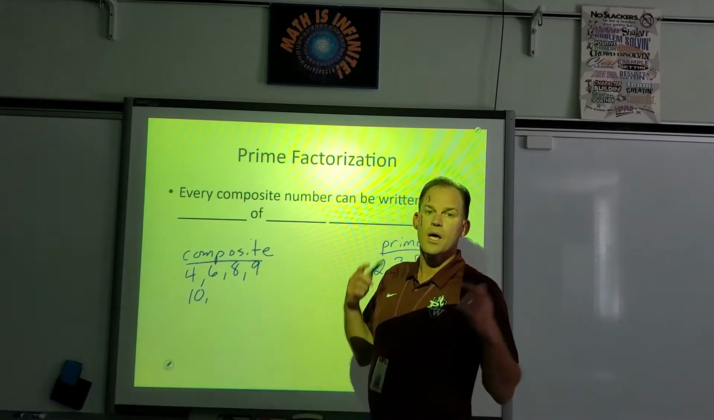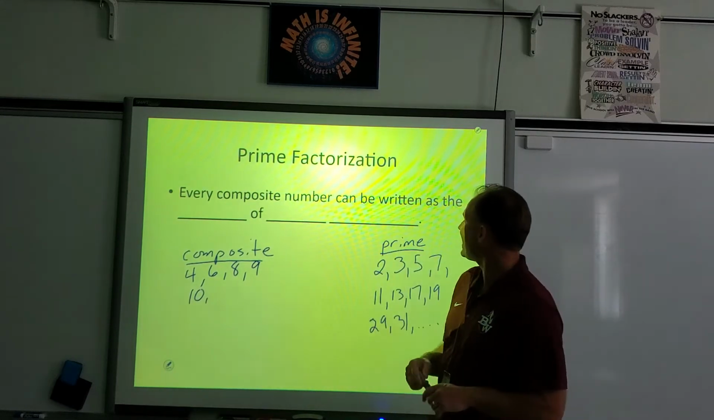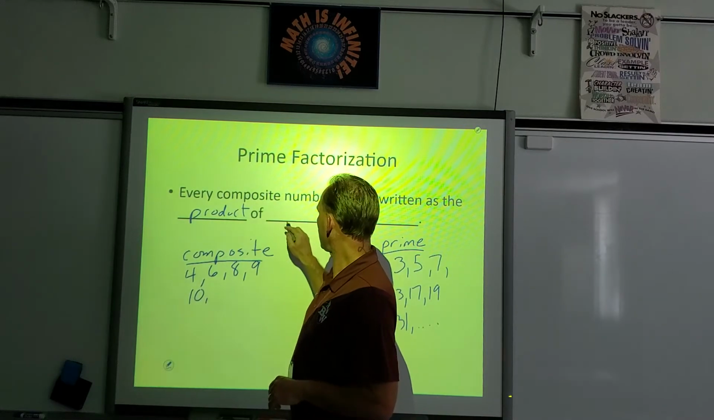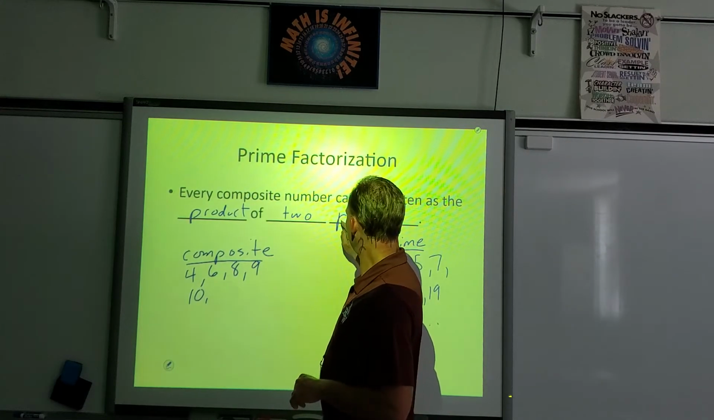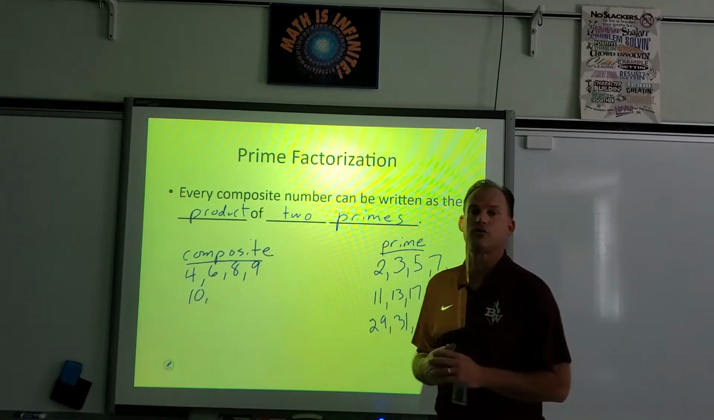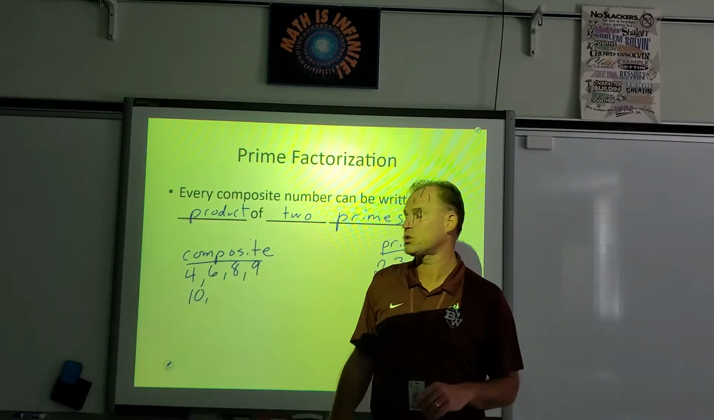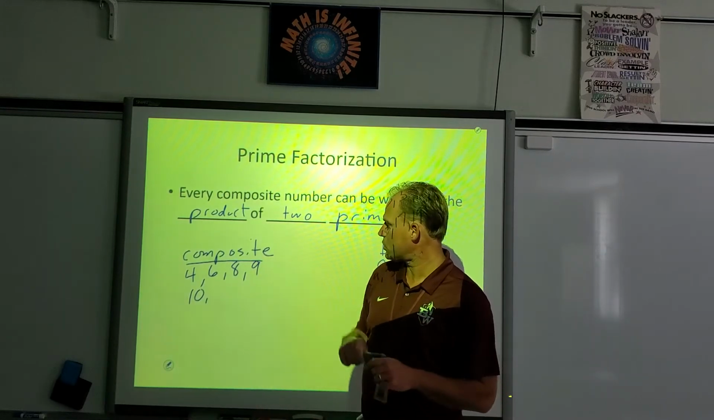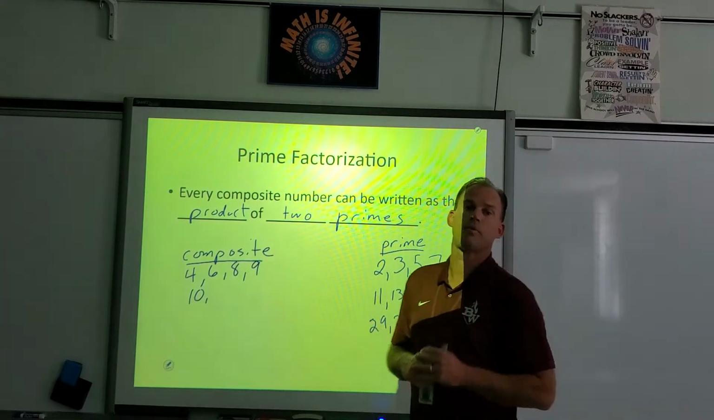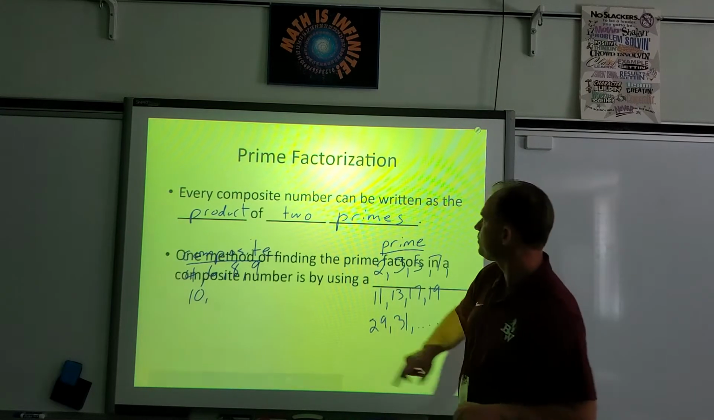We could keep going. But it's important to note, every composite number can be written as the product of primes. You can break a number down. 4 is 2 times 2. 6 is 2 times 3. 8 is 2 times 4. 9 is 3 times 3. 10 is 2 times 5. I take these numbers and multiply them together to make composite numbers. All right?